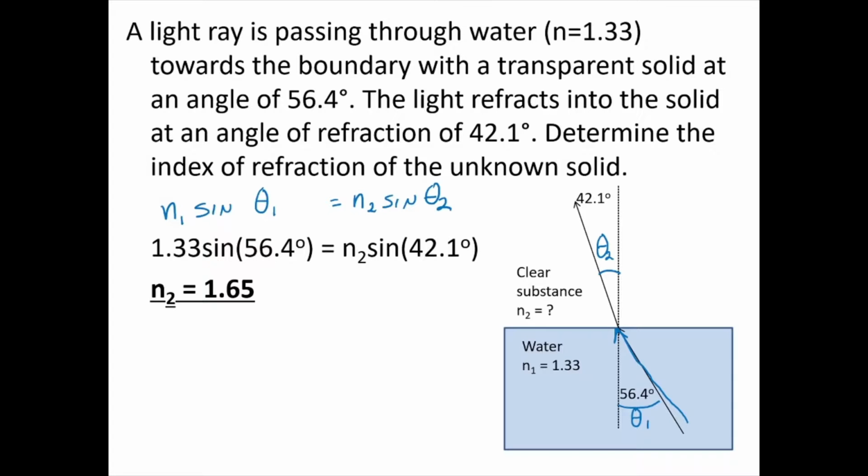So 1.65. That could be a type of glass. It could be a very thick plastic or something else. But we can use Snell's law to determine the index of refraction, and they do. Optometrists even need to know, and people who make eyeglasses need to know, the index of refraction of the different plastics that they make their lenses out of.